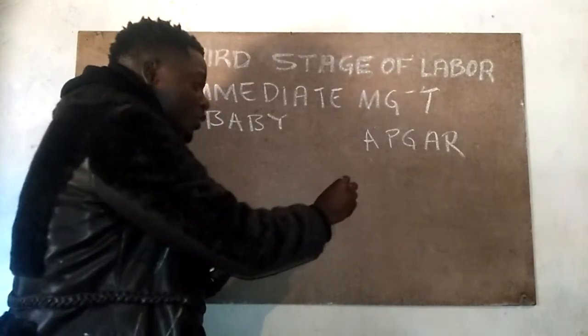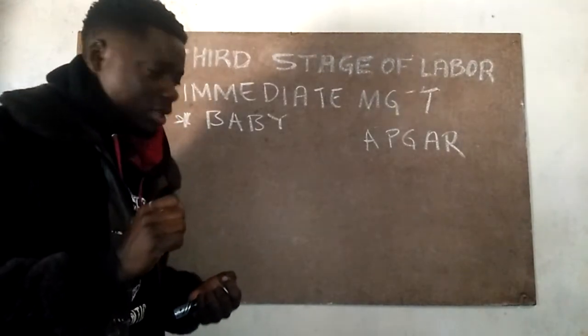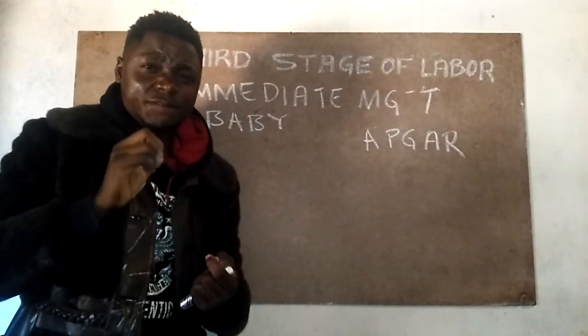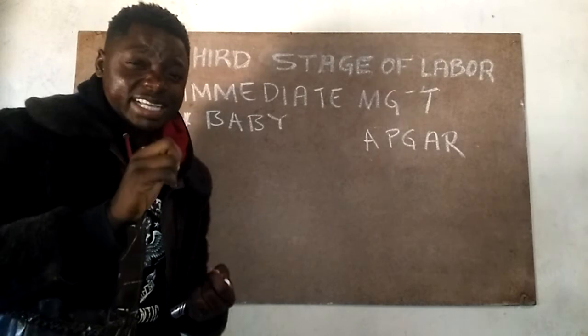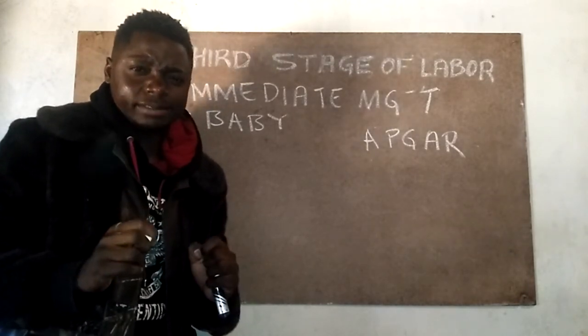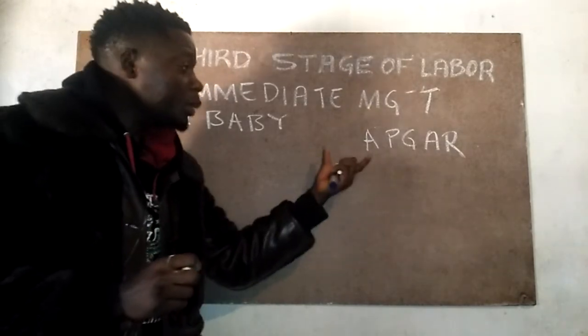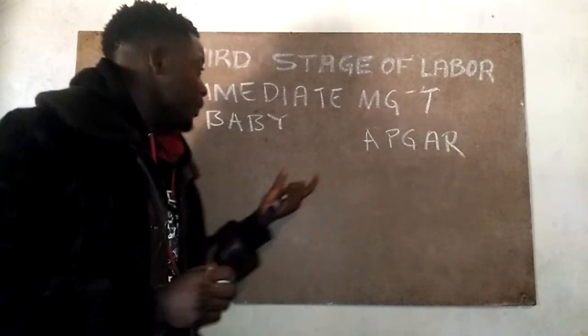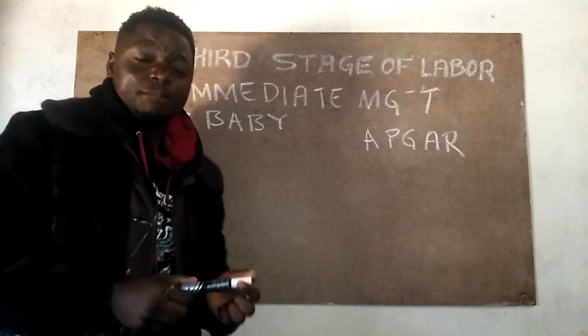Now, if the APGAR score is 4 and below, then that simply means there is severe asphyxia, and resuscitation will have to be done there and then, with no delay. So very, very important that we assess the APGAR score on the baby as it is being born.